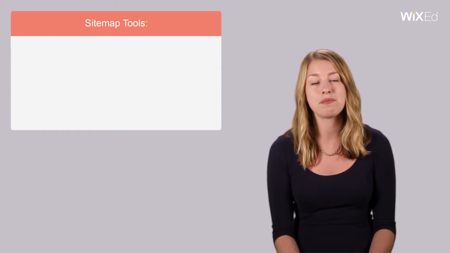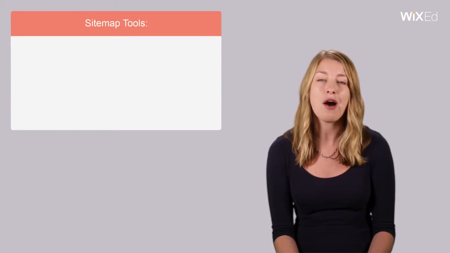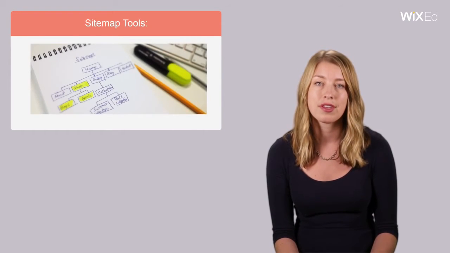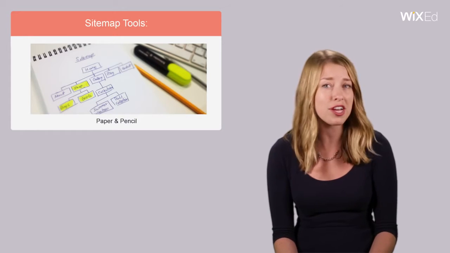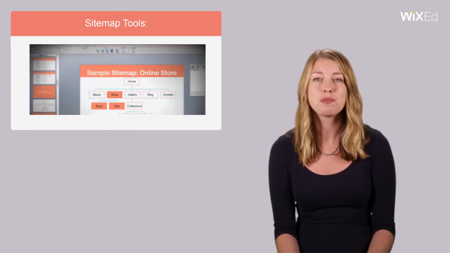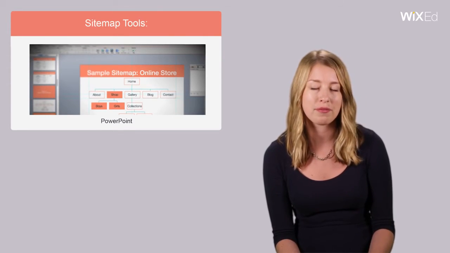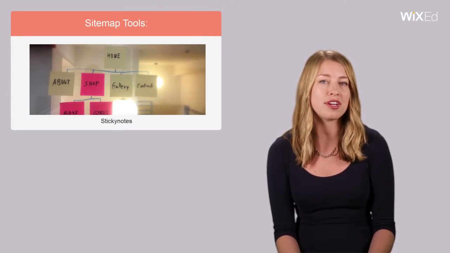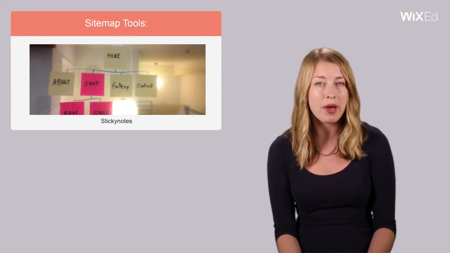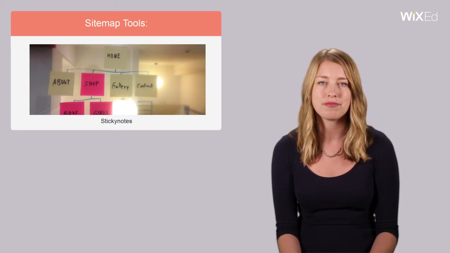There are lots of ways to make a simple sitemap, depending on how complex your website is and how many pages it needs. A sheet of paper and a pencil works just fine. You can also use PowerPoint for a more official rendering, or you can place sticky notes or index cards on a wall and take a picture to share with others.